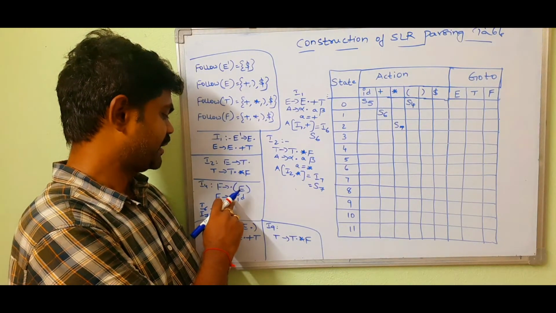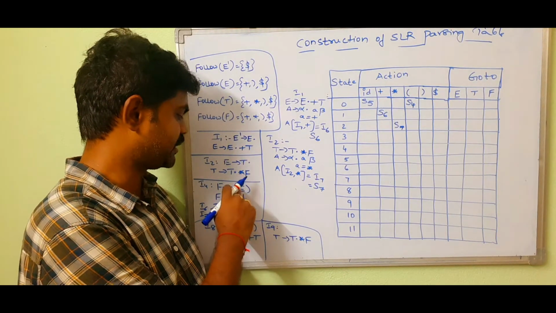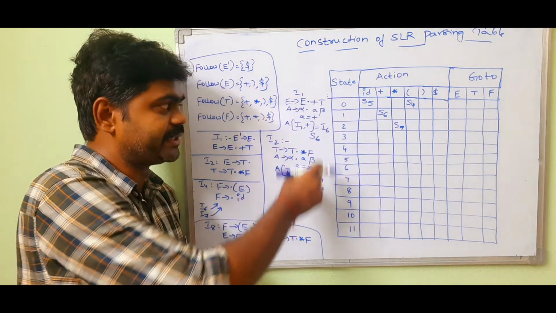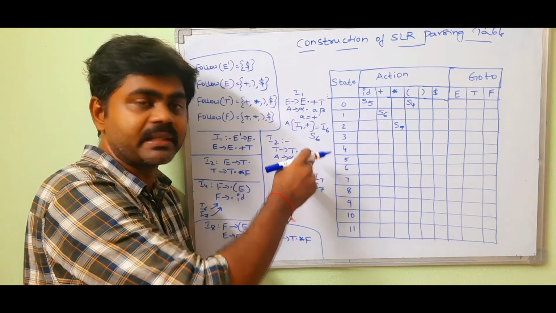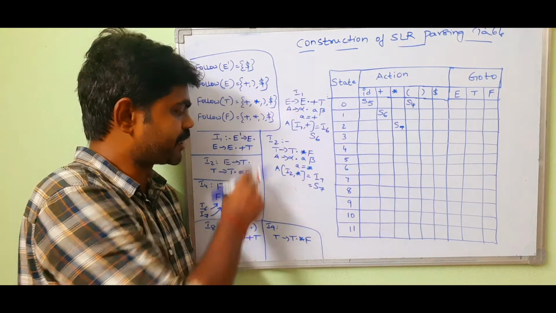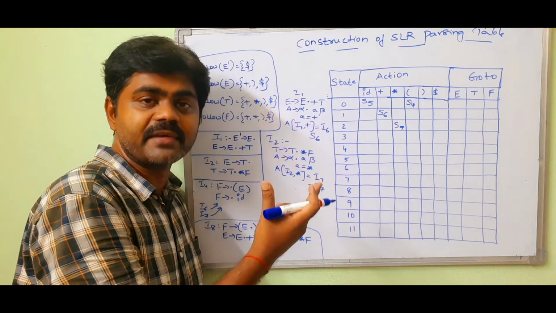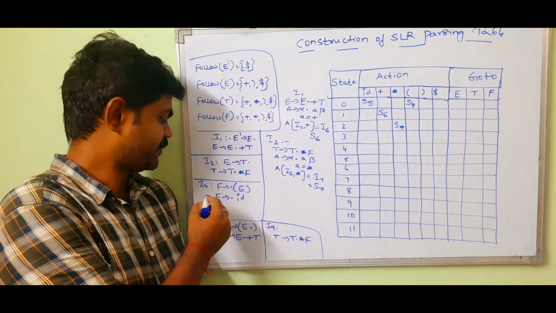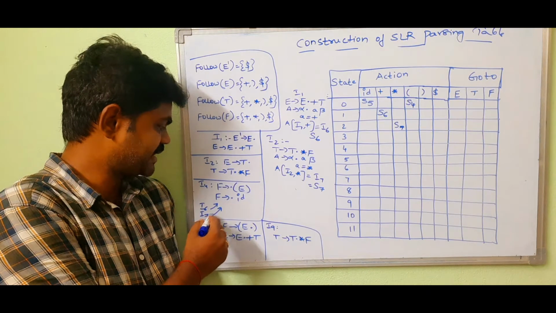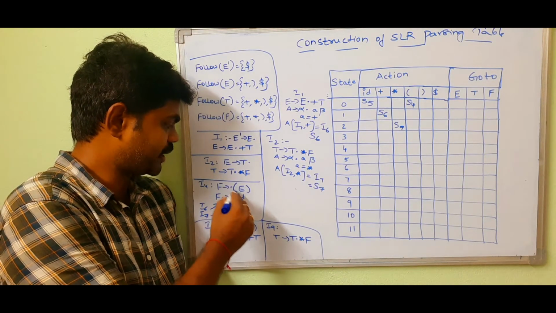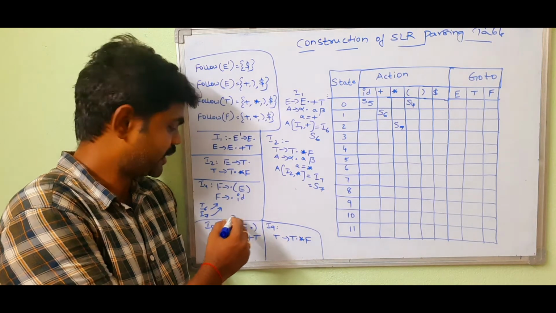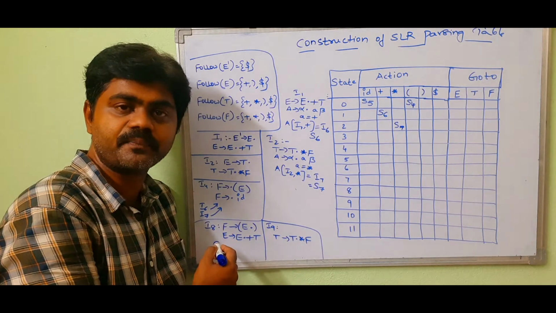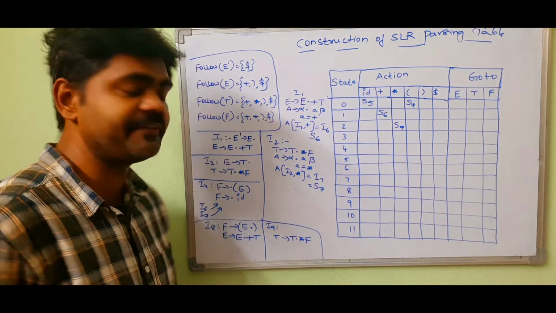Next I4. Here in I4 we have two productions: F tends to dot open parenthesis E, and F tends to dot ID. In this way we need to do all these things. I am writing shift for all the productions; later on we can write reduce. Here S stands for shift and R stands for reduce. I6 and I7 also have the same thing, so if we get I4, we can write for I6 and I7 also. So first we calculate for I4.